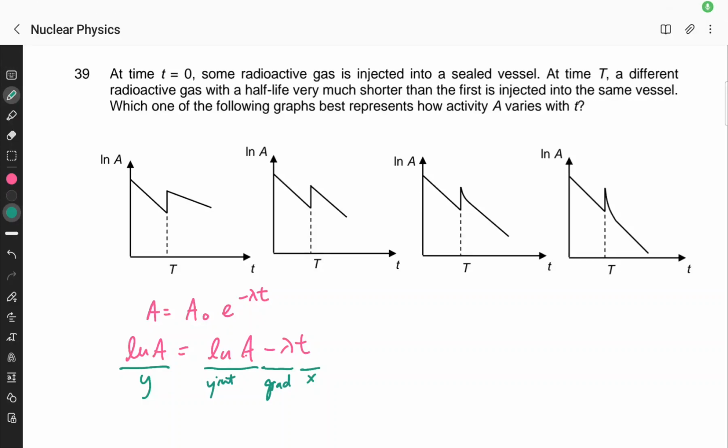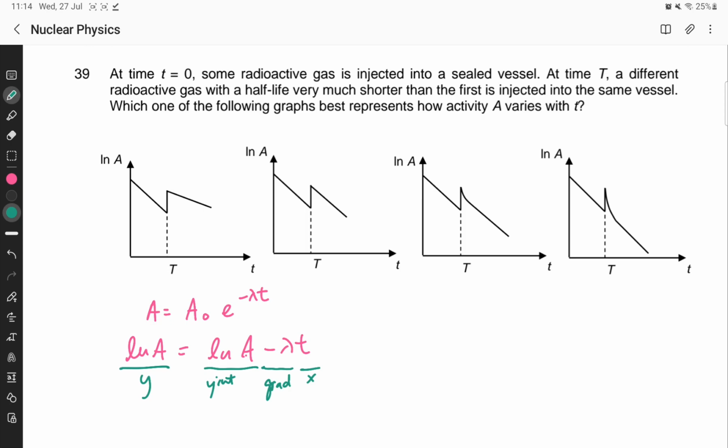For this question, we have a certain radioactive gas in a sealed chamber, and we have the ln A against T graph. Okay, so a quick recap: how do we know the shape of the graph? For only one gas, we should expect a straight line graph because A equals A naught e to the power minus lambda t. When you ln both sides, you can get a linearized graph when you plot ln A against time.